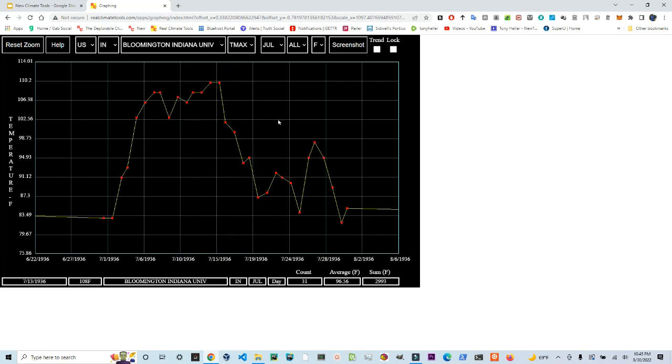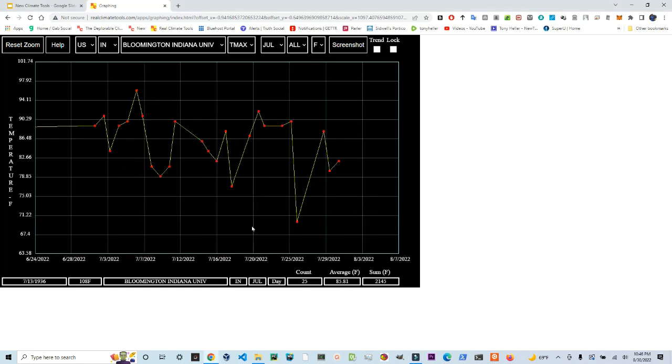This is all of the July temperature data at Bloomington from the year 1936. During July 1936, they averaged 97 degrees Fahrenheit. This is all the data for July 2022 when they averaged 86 degrees Fahrenheit. So this summer, they were 11 degrees cooler than they were in 1936.